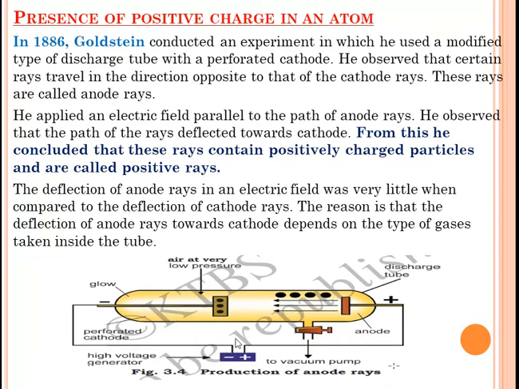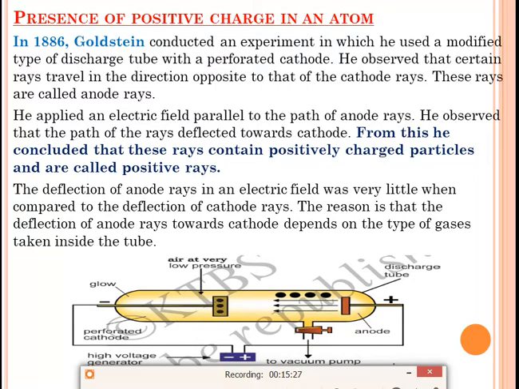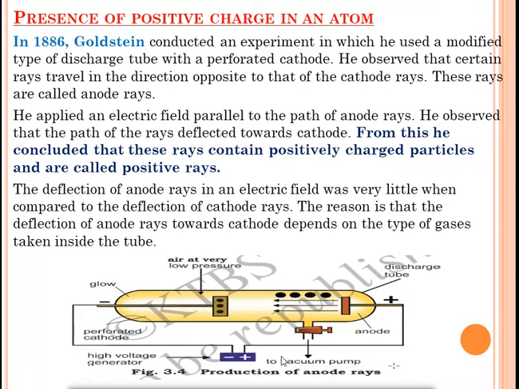In 1886, Goldstein, another scientist, performed one experiment in which he modified the type of discharge tube with a perforated cathode. The discharge tube was the same, but he made a little change and used a perforated cathode in place of the cathode. He observed that certain rays travel in the direction opposite to that of the cathode rays. These rays are called anode rays.